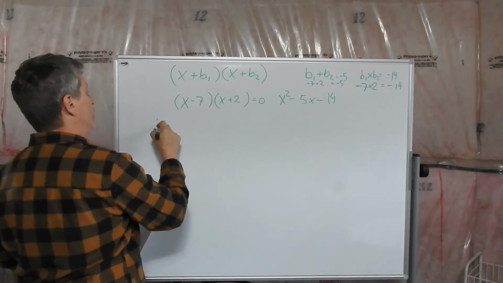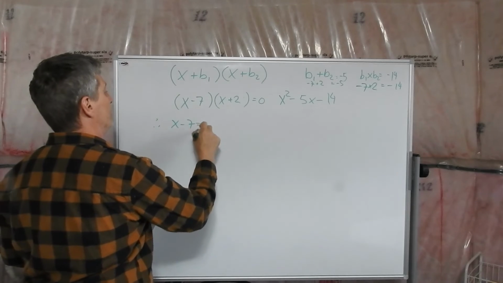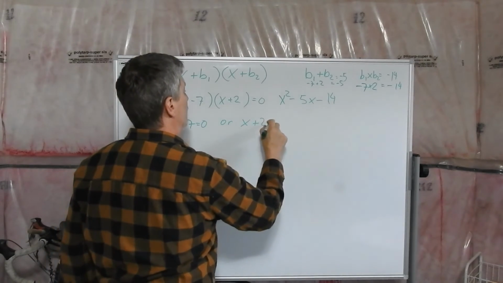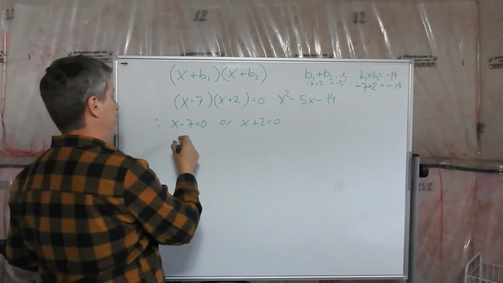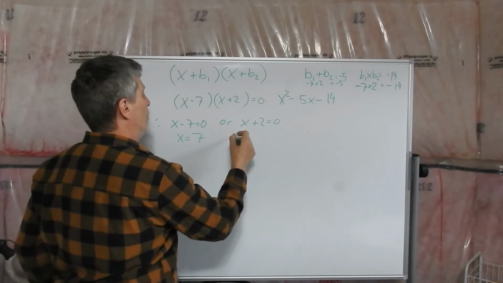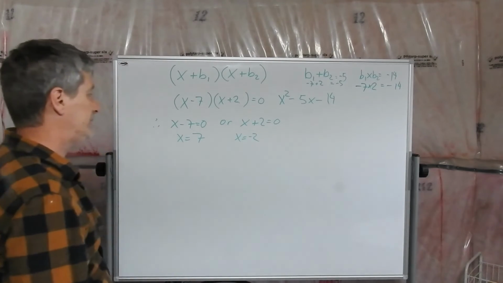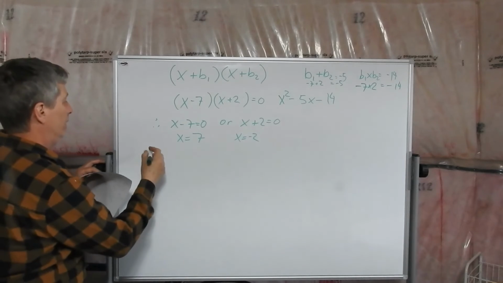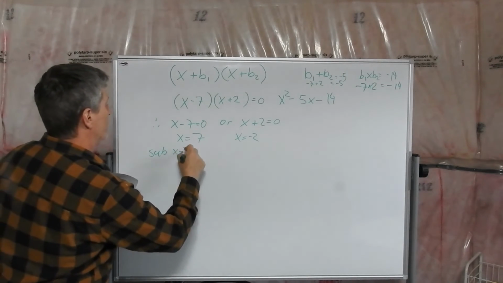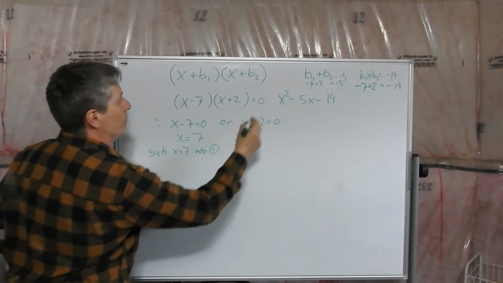So b1 is minus 7, b2 is plus 2. Okay, so therefore we have x minus 7 equals 0, or we have x plus 2 equals 0, and that gives us x is 7, or x is negative 2. So we'll do a check, and we will substitute x equals 7 into, and we'll call that equation 1.